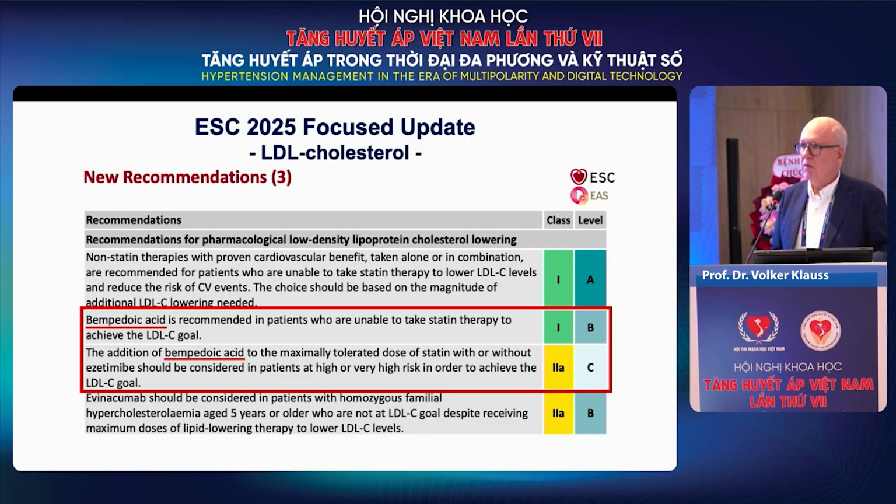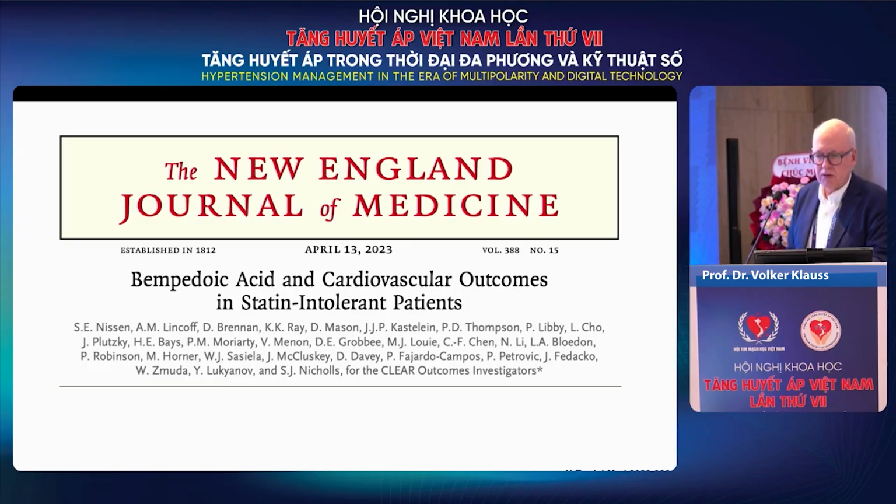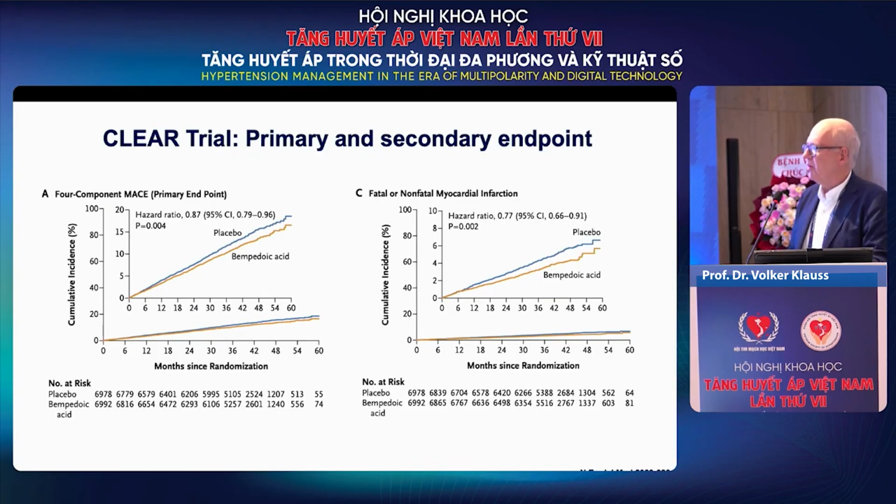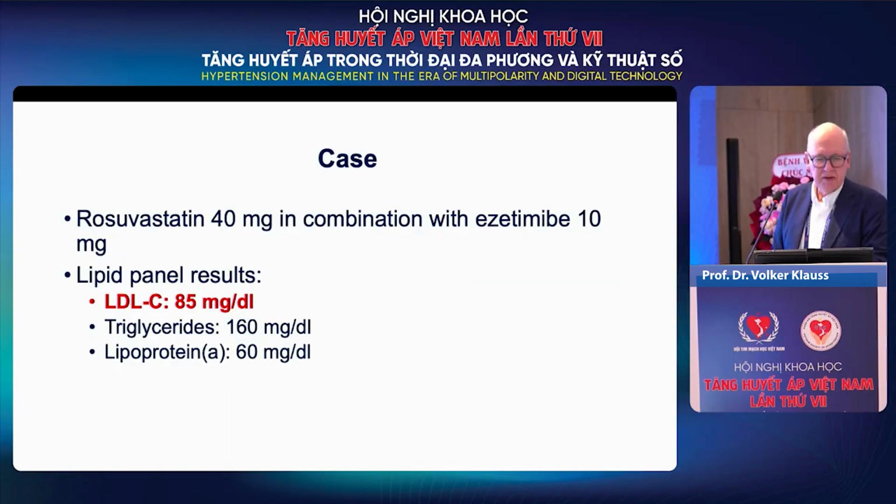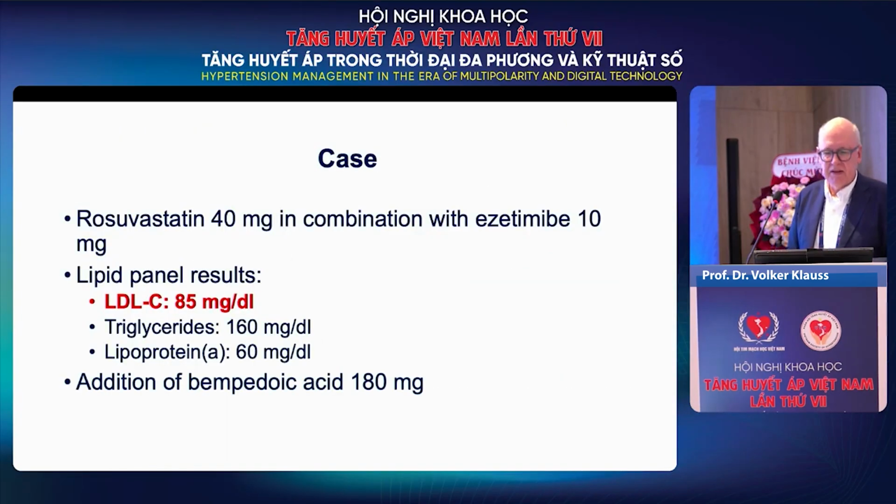And this is also mentioned now in the new guidelines, that we should add, in this case, bempedoic acid. This is a substance which was shown in the so-called CLEAR Outcomes study 2 years ago, in patients in primary and secondary prevention, that we could lower the LDL, and we could improve the primary and secondary endpoints. And so it should also be used in this patient. So in this patient, we added then in the second step the bempedoic acid. There's only one dose of 180 milligram.